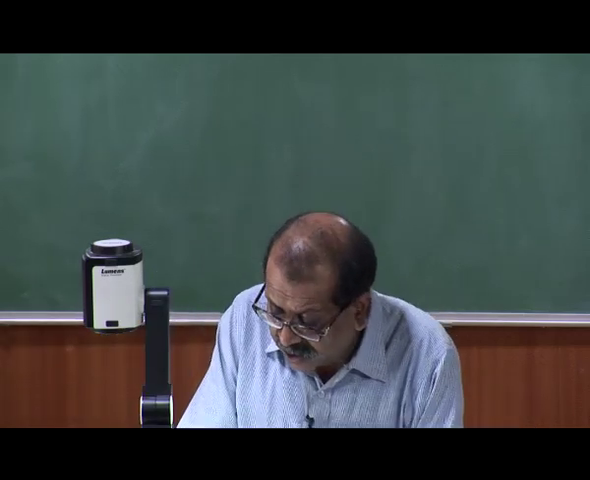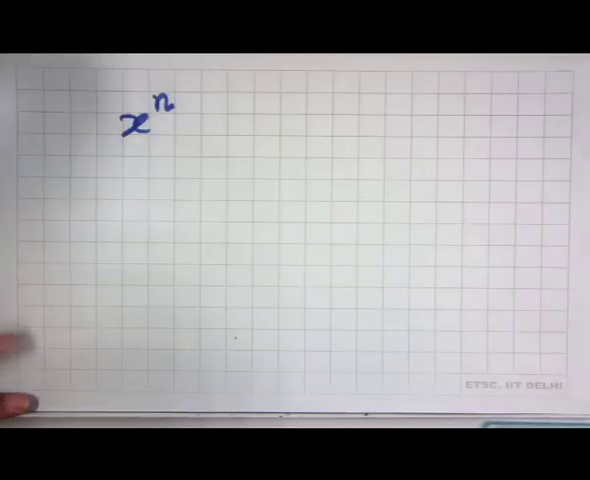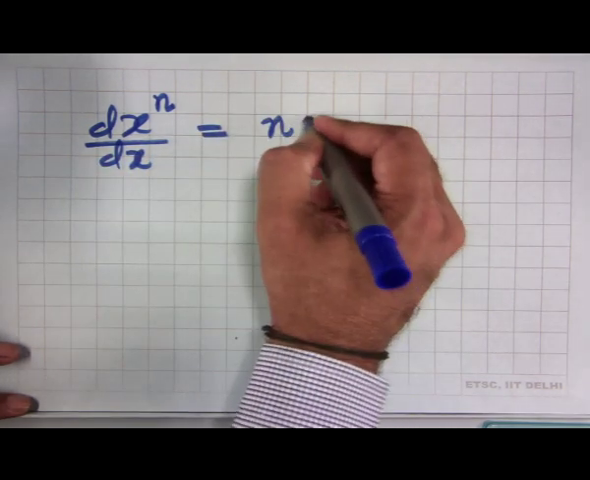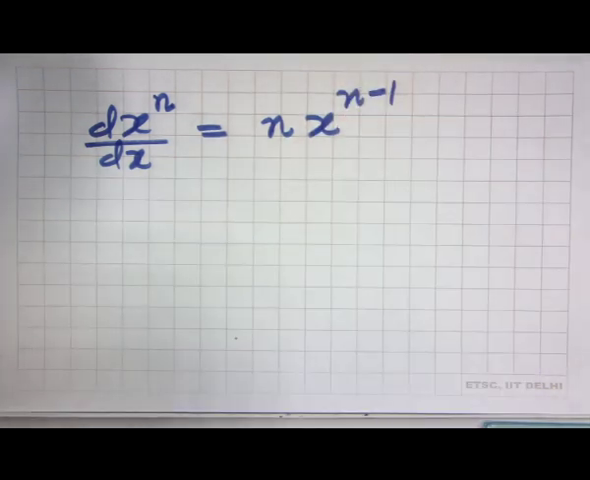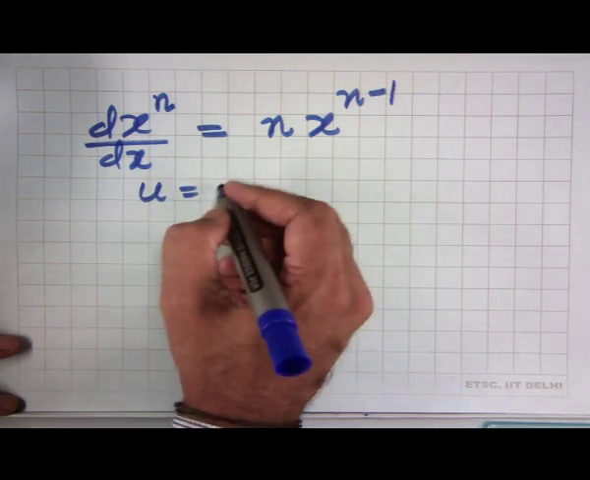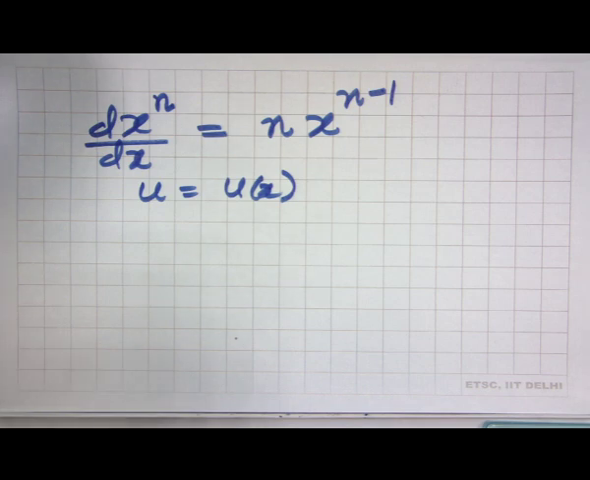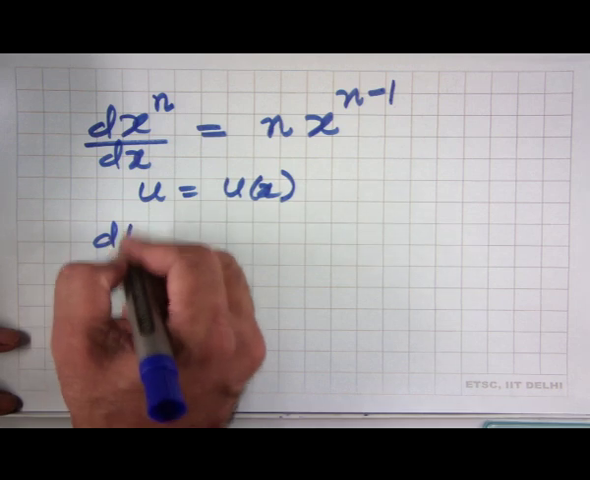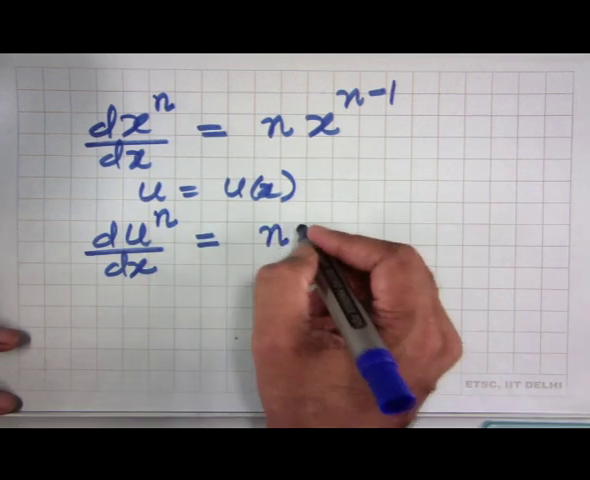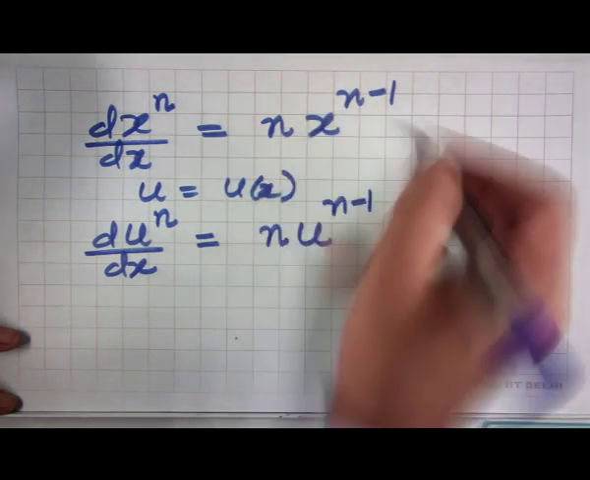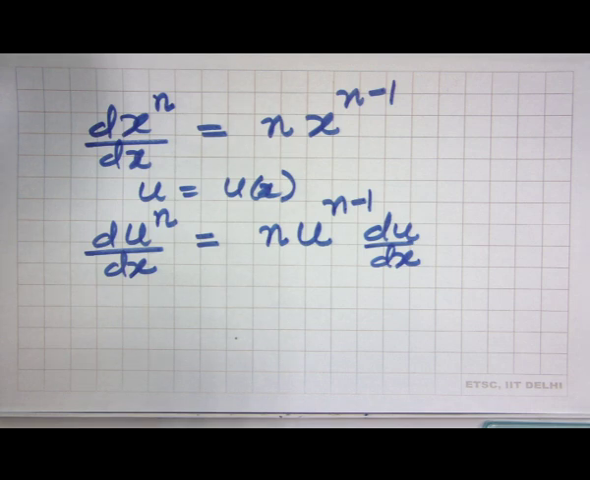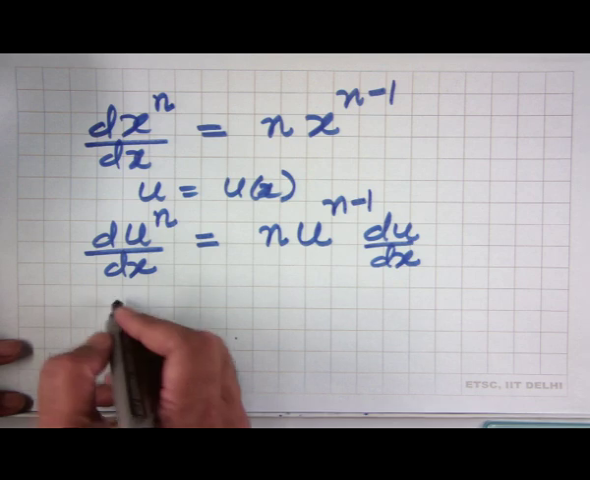Now, if we have a power, x to the power of n, then the derivative of x to the power of n with respect to x is given by n times x to the power of n minus 1. And if we have a function u equal to u of x, then the derivative of u to the power of n with respect to x is given by n times u to the power of n minus 1 times du by dx. And actually this formula is a generalized form of a formula which is called the chain rule.